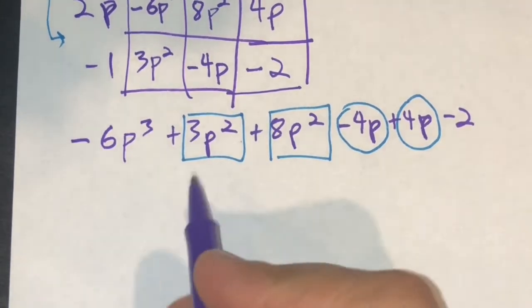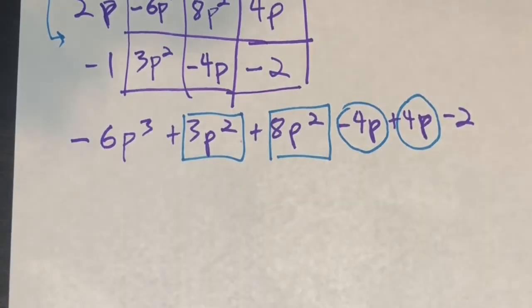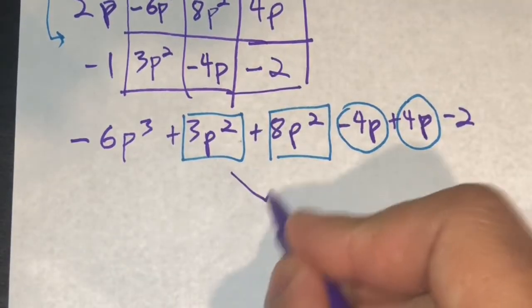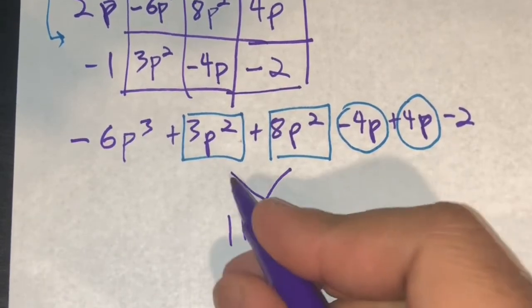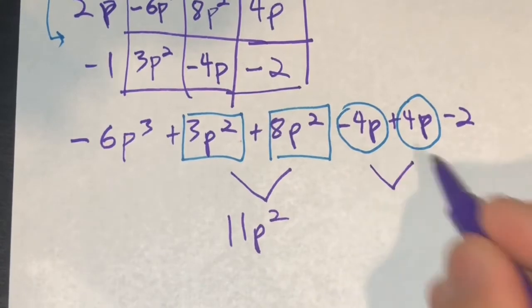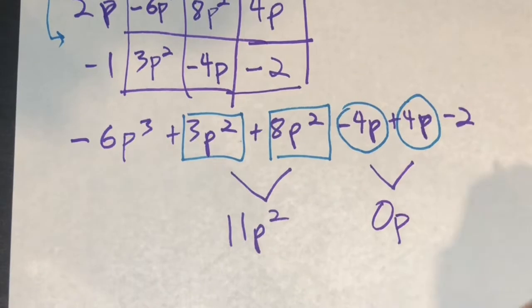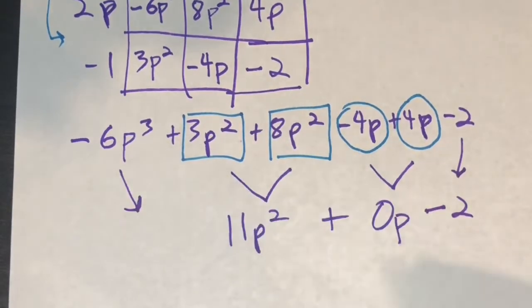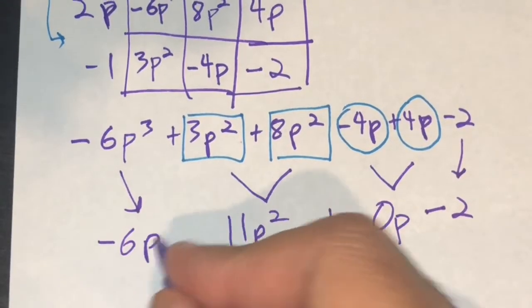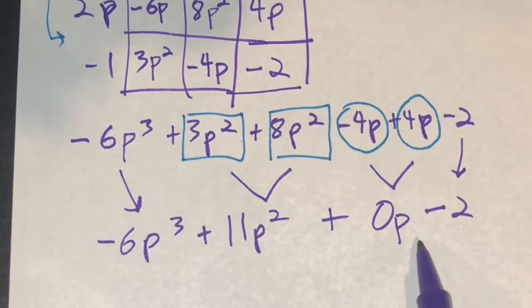Okay. All right, so now what I'm going to do is combine these actually. Combining like terms means I'm either adding or subtracting. So 3p squared plus 8p squared becomes 11p squared. So that's 3 plus 8. Negative 4 plus 4, those actually are going to cancel out, so it becomes plus 0p. Okay, and then I'm just bringing down the minus 2, and I'm bringing down the negative 6p to the third. So negative 6p to the third plus 11p squared plus 0p minus 2.